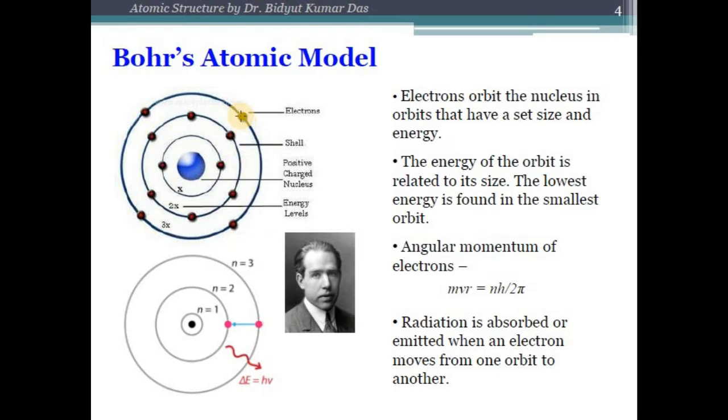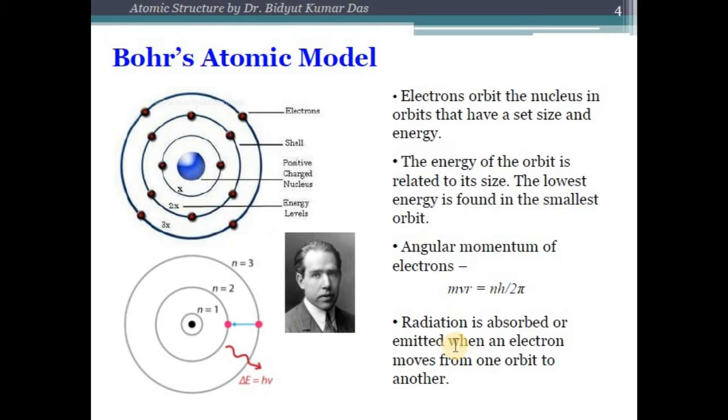For example, in any definite circular path, these electrons have a definite angular momentum, and this angular momentum is an integral multiple of h by 2π. Therefore these energy levels are known as quantized energy levels. That means the electrons revolving around the nucleus in a circular path must have a definite angular momentum and energy.